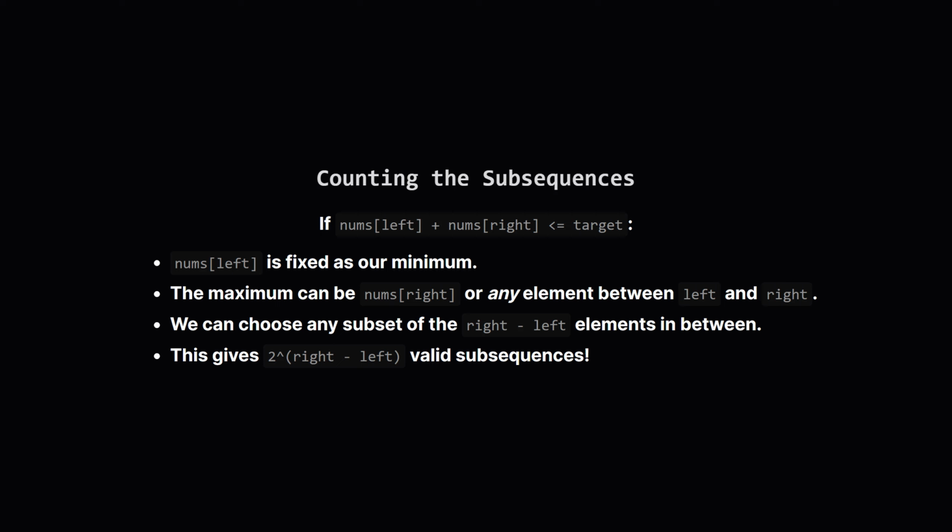Well, we must include the number at left. Then, for all the numbers between the left and right pointers, we can either include them or not. If there are, say, k numbers in between, we have 2 to the power of k choices. We add this count to our total, and then we're done with this left number, so we can move our left pointer one step to the right.